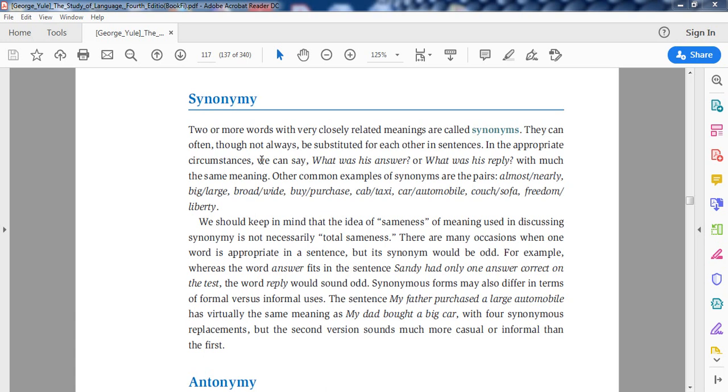That is, two words have similar meanings. This is one of the definitions, but actually it is not fully similar. There is a difference in meaning in the use of the words. So the definition of synonymy here is two or more. So it's not just two words. We have more than two words. Two or more words with very closely related meanings. So this is the definition of synonymy. And we said that it's not fully similar.